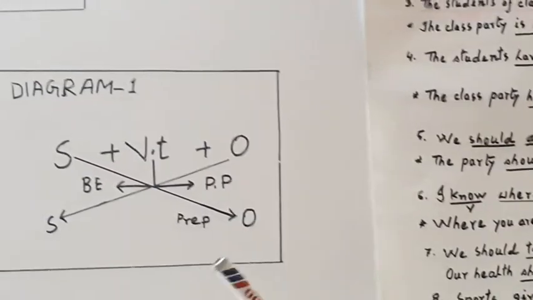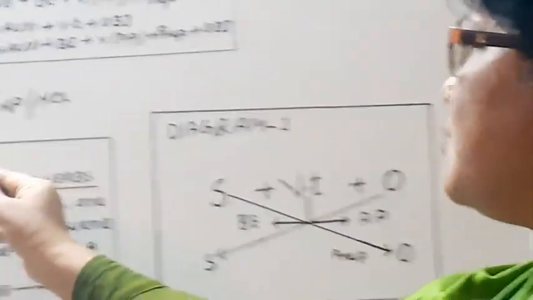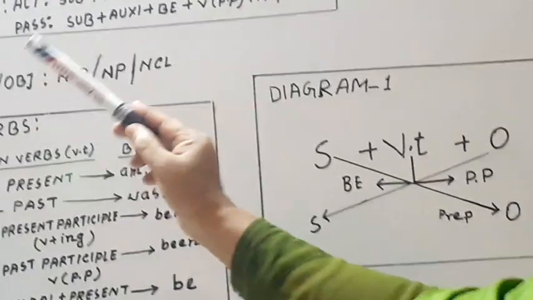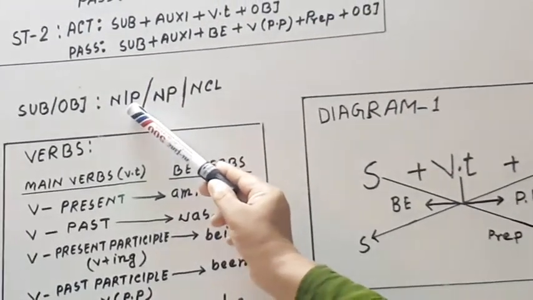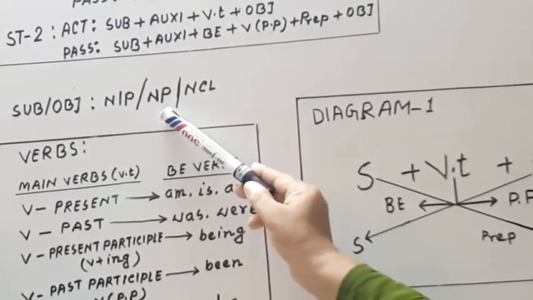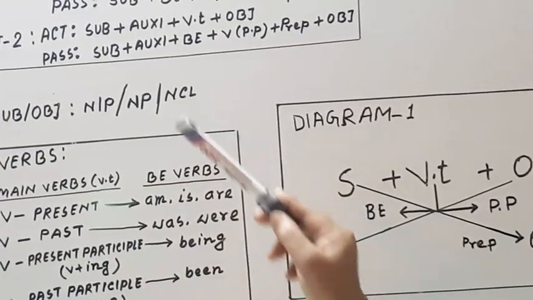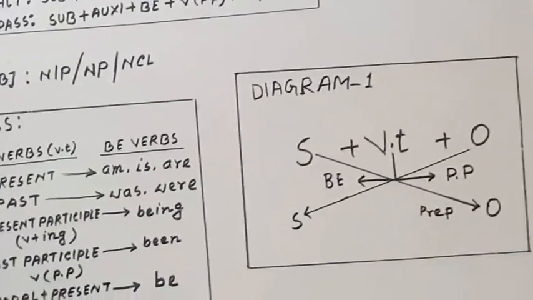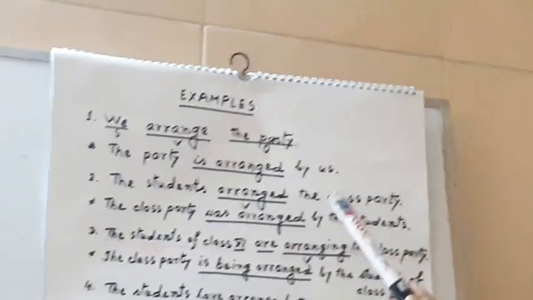I would like to make it clear here. You see, the subject and object will be a noun or pronoun, or noun phrase, or noun clause. Okay, let us see the examples here. I would like to make it clearer with the examples.